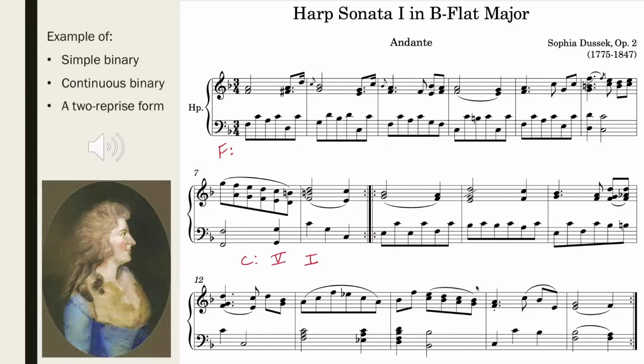And what I'm hearing here is a PAC, but not in F major, but rather in C major. Therefore, the form is continuous because we've modulated by the point of bisection. The third point is that this is a two-reprise form. Why? Because the A and B sections use repeat signs. I'm going to play the excerpt for you now.